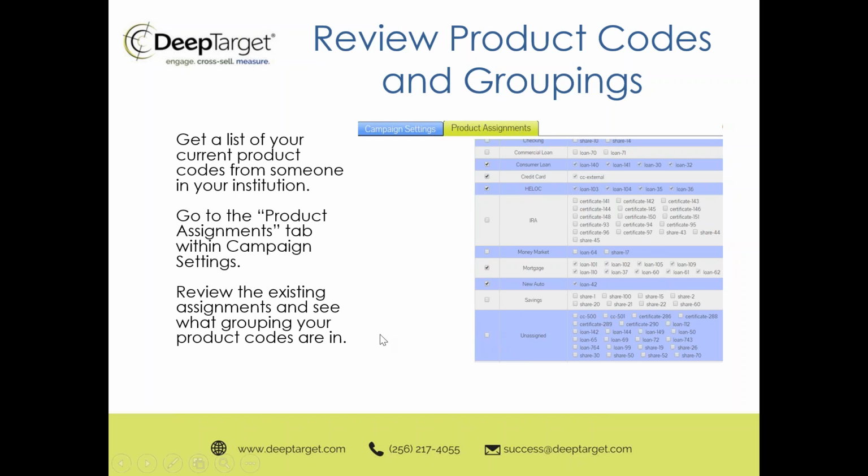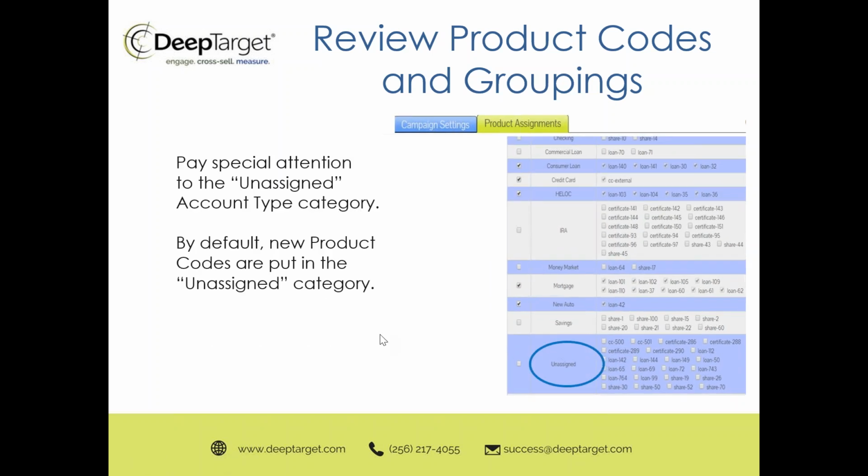Great. The next thing you do is, like I said, look at your unassigned category. By default, when new data comes in and it has a new product code, it's going to be in the unassigned category. So as a general process, you might want to look at your product codes once a month or once a quarter, just to make sure they're in the right bucket.